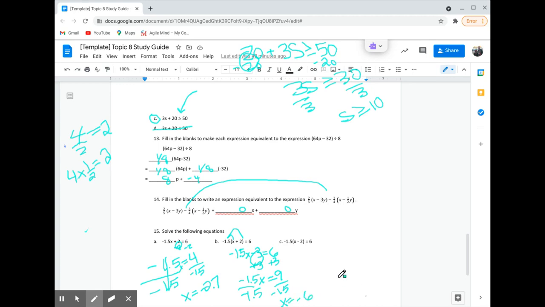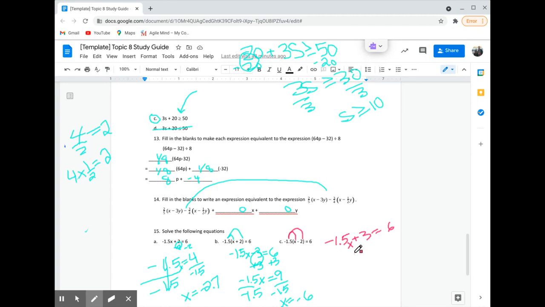All right, now we got one left. What's different about it? The what? Parentheses. Yeah, the sign's different on the inside. Still going to be the same though. So we got negative 1.5x. Negative times a negative is a? Positive. Positive. Good.